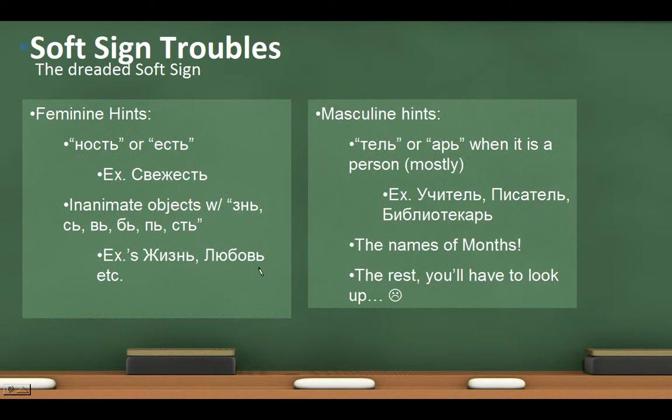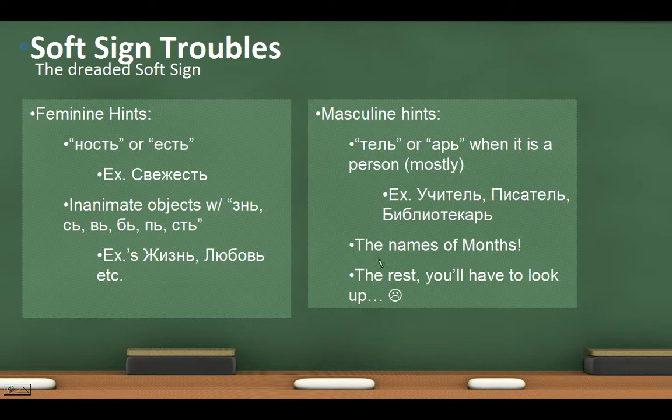Now let's go into masculine hints. If it ends in -тель or -арь, like T-E-L soft sign, A-R soft sign, and it's a person, usually it's a person, sometimes it's not, then it's going to be masculine. Here are some examples: учитель, which means teacher, писатель, which means writer, or библиотекарь, which means librarian.